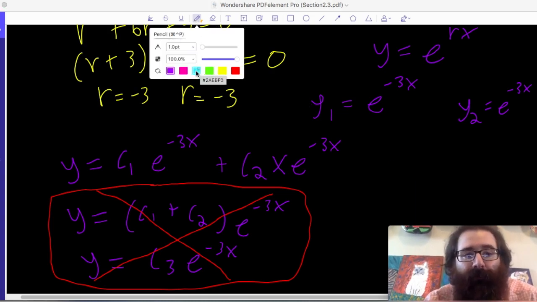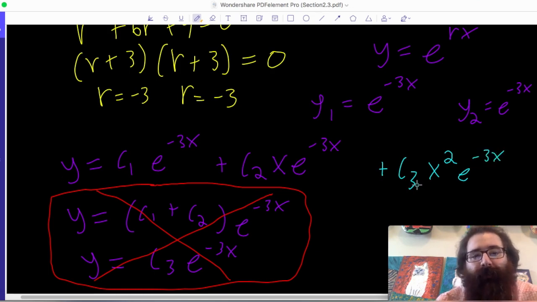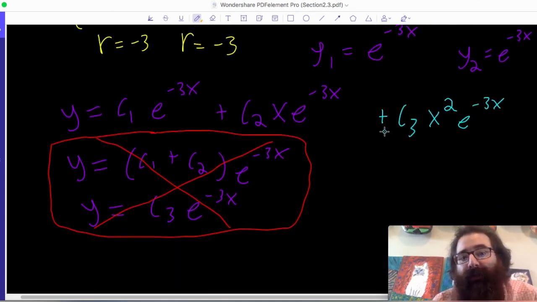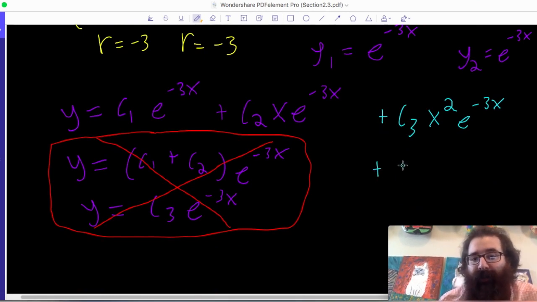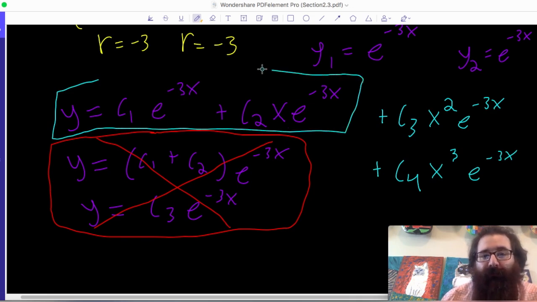So let me do this in another color to illustrate it. Let's say I had another one of these roots. I had r equals -3, r equals -3, and another r equals -3. Then I would tack on to this c sub 3 x squared e to the -3x. And if I had a fourth repeated root of r equals -3, I would tack on c sub 4 x cubed e to the -3x. And we don't have that much multiplicity here, so we just really need these two, but that's the trend that we would follow. So whatever that multiplicity is, we would keep introducing factors of x.